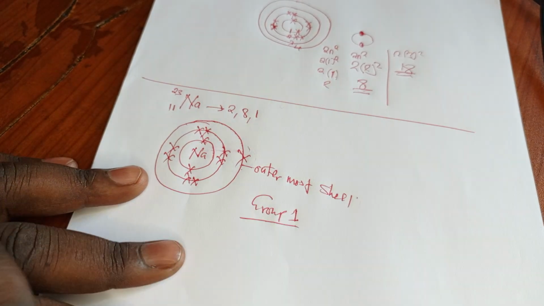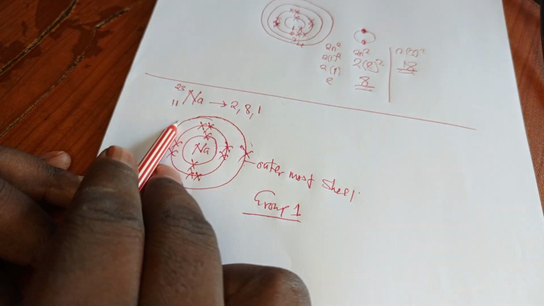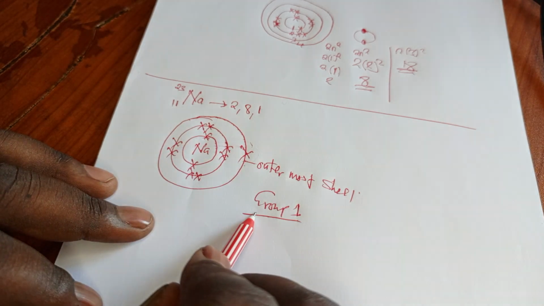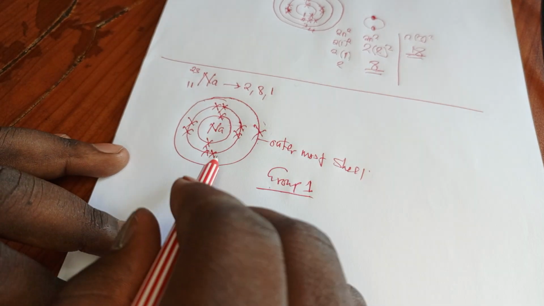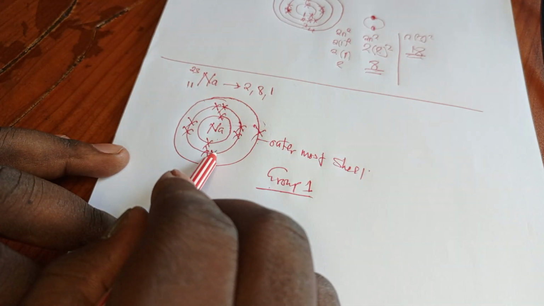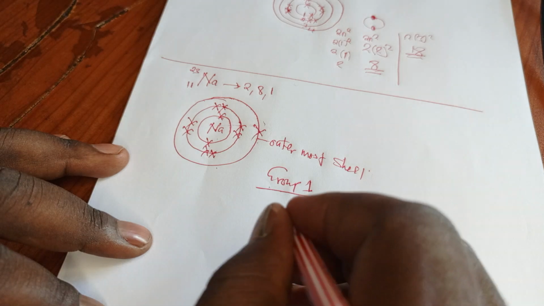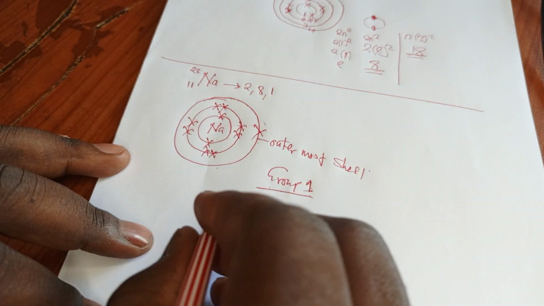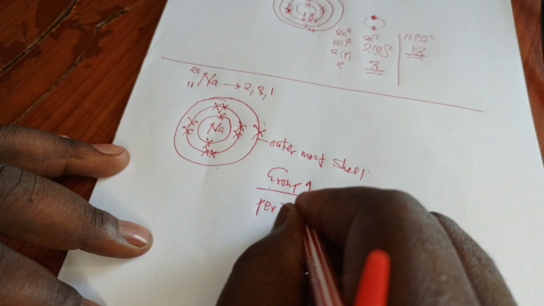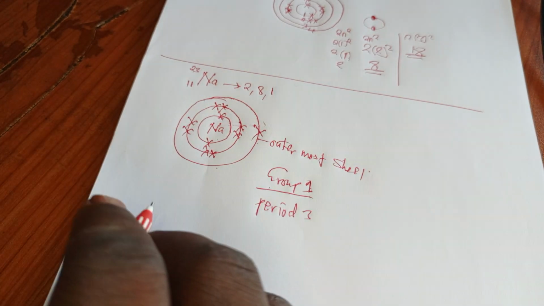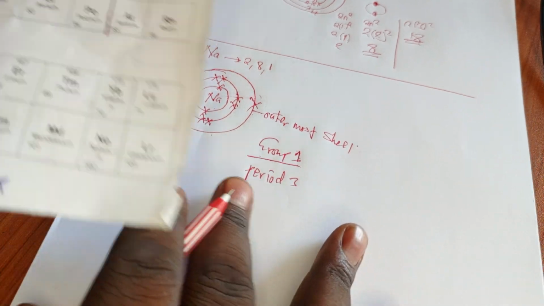Group 1. So the number of electrons in the outermost shell indicates the group of an element. Then the number of shells, for example, I've got 1, 2, 3. Since I have 3 shells, it means the number of shells indicates the period. So sodium is in period 3. Now, how do you know this is period 1 or period 2?